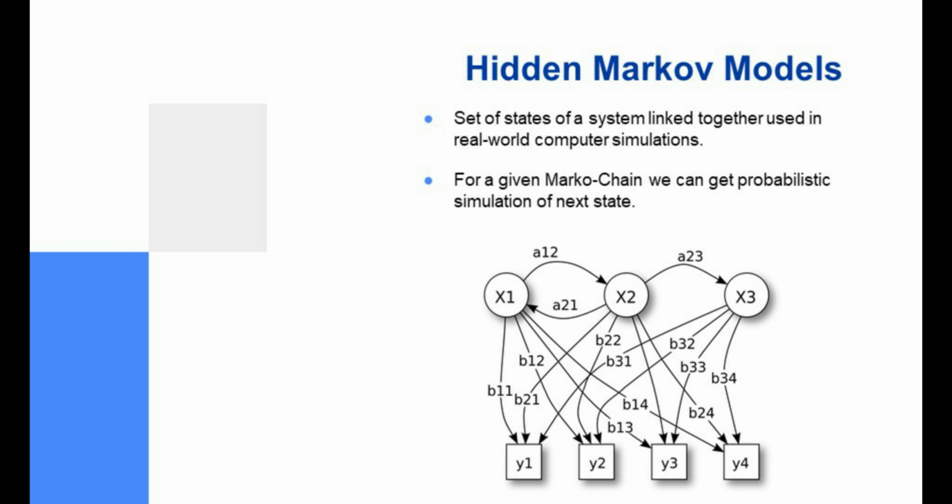The next algorithm used is hidden Markov models. A Markov chain is a set of states of a system linked together, used in real-world computer simulations. For a given Markov chain, we can get the probabilistic simulation of the next state. Using a hidden Markov model, we can predict the set of unknown variables from a set of known variables. It can give us the probabilities of a state transition. HMM gives this probability based only on the current state the model is in and does not consider the previous state.